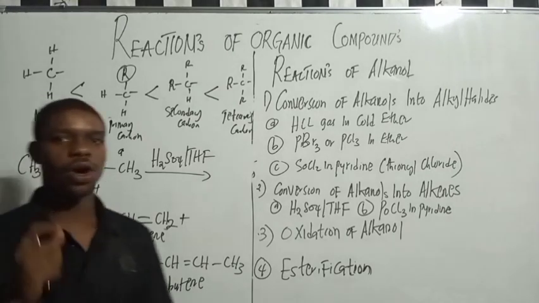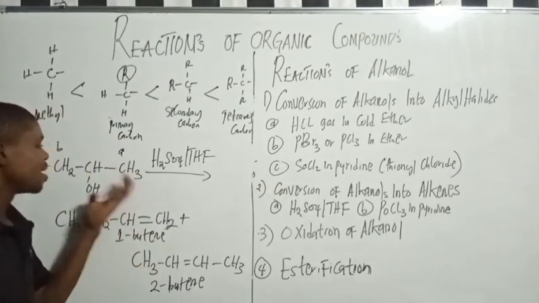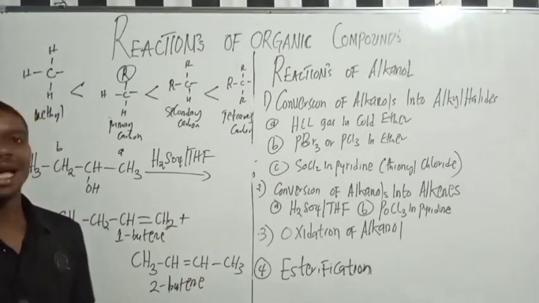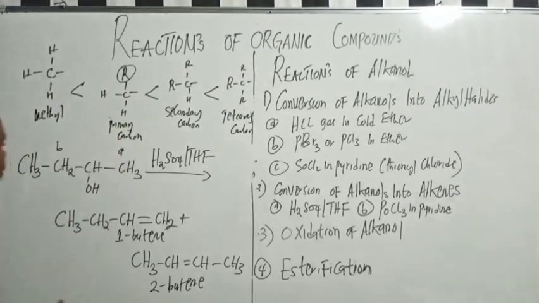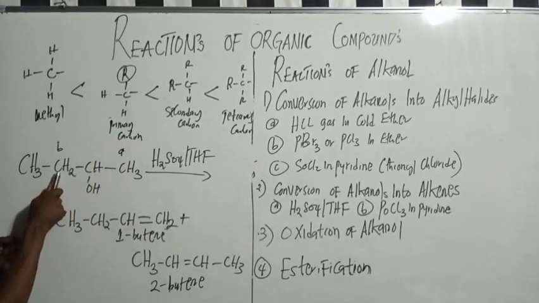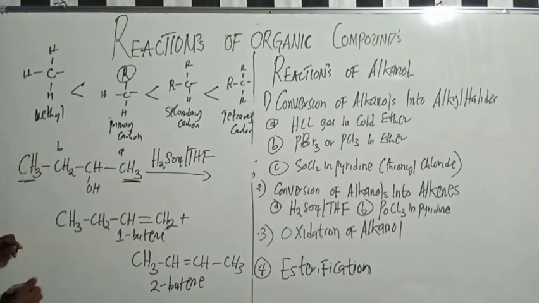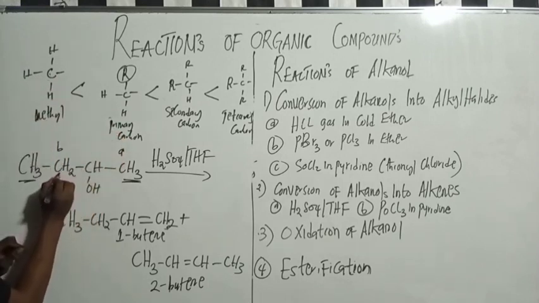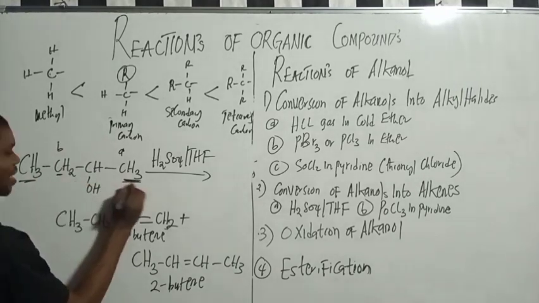So it depends on the type of carbon that I remove the hydrogen from. When an alkanol is undergoing a dehydration reaction, the hydrogen is removed from the most stable carbon. Do you see that? If you check very well, this carbon here has a methyl group, so it has one carbon. And this one does not have any carbon at all. This one is just CH3. But this carbon here has an alkyl group. Do you get that? So this carbon is more stable than this carbon here.